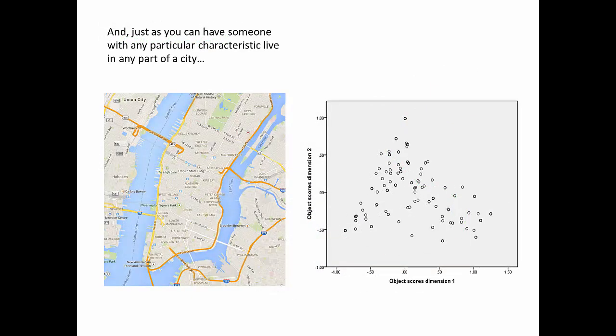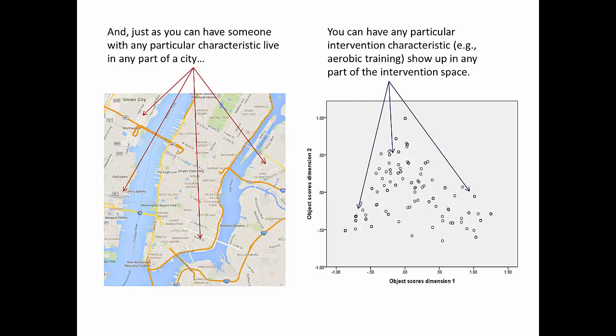And just as you can have someone with any particular characteristic, say, over 75, live in all different parts of the city, we could also have any particular characteristic of an intervention, like our aerobic training, show up in any part of our intervention space.